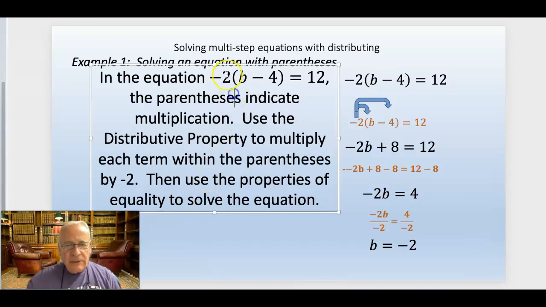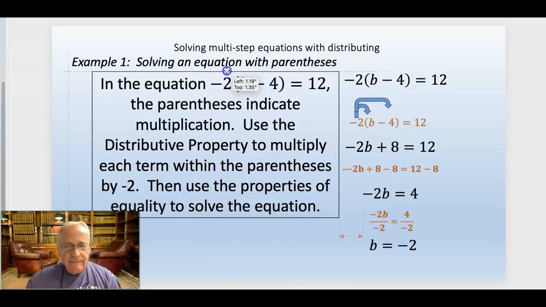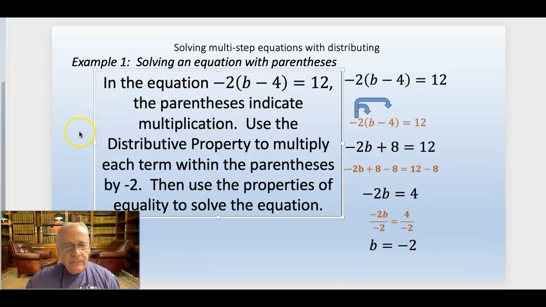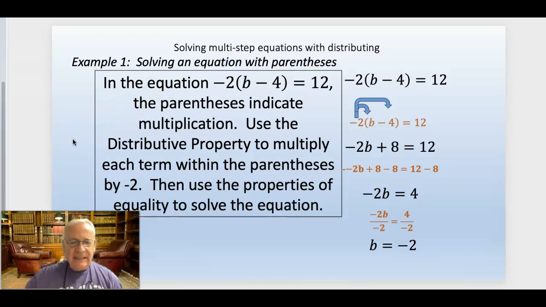When you solve an equation with parentheses, the parentheses indicates multiplication. So you use the distributive property to multiply this negative 2 in the front times the b and times the negative 4. That's how we get the negative 2b and the positive 8.